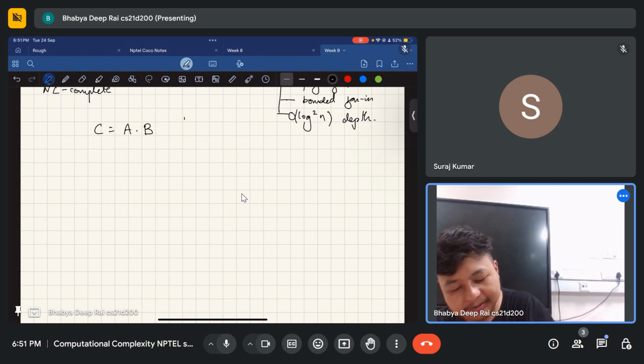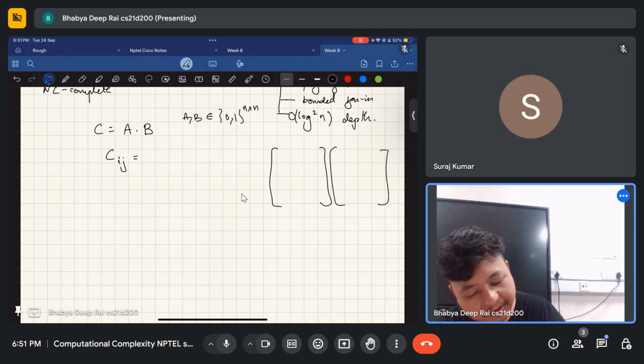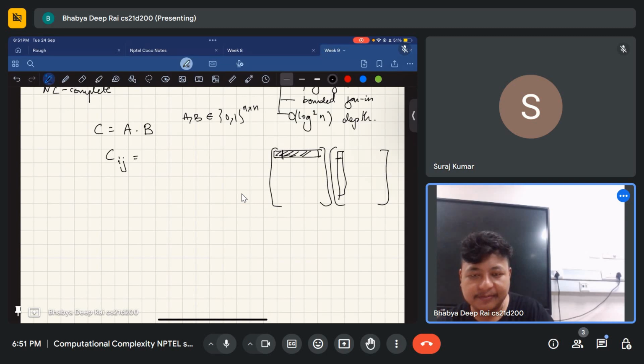And A and B are n cross n matrices. And what is the formula for matrix multiplication? Well, what you do is you take a row and take a column, and you multiply each element from this row with each element in this column. And you do that for every row.